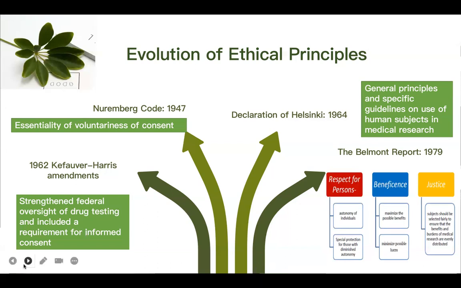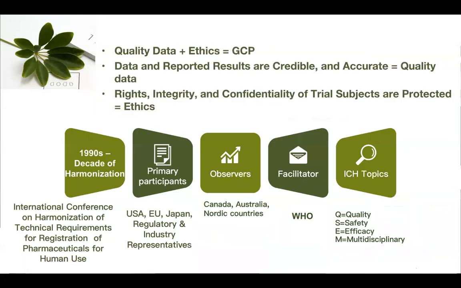So when we talk about the evolution of the GCP, the good clinical practice, we need to understand that this is the product of both quality data and ethics. So what is quality data? The data and the reported results are credible and accurate. And what is ethics? That is the rights, integrity, and confidentiality of the trial subjects.